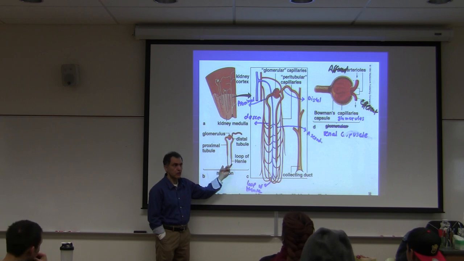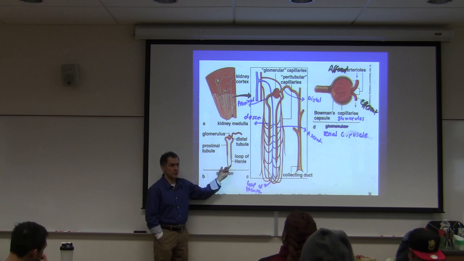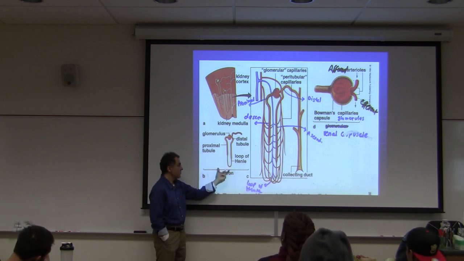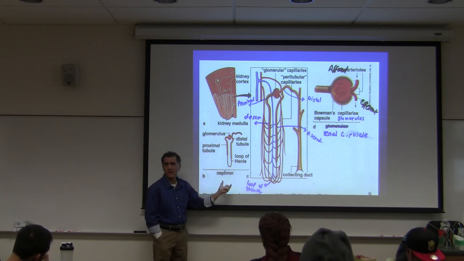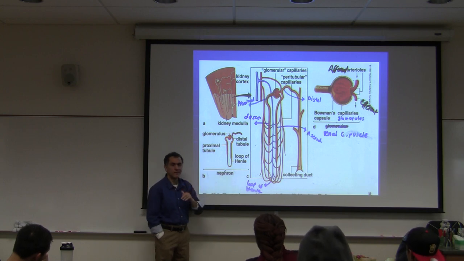Sarcomere. Sarcomere is the unit of your muscle, skeletal muscle. A unit of your kidney is the nephron. The unit of money in the United States is what? Dollar. Oh, okay. I thought this is economy class.